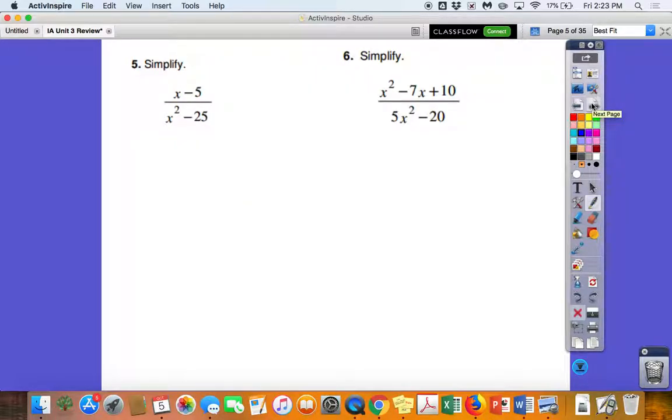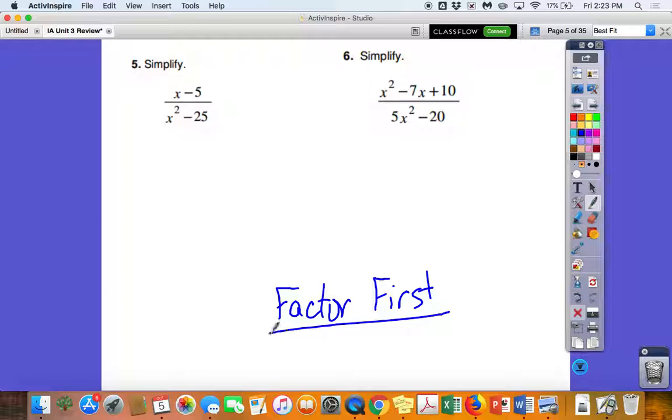Okay, so simplify. Once again, what should go through your brain is factor first. So you got to pull it apart. On this first one, there's nothing you can do with x minus 5. And the bottom, I'm hoping you realize that is the difference of two squares. So you got x minus 5 and you got x plus 5.